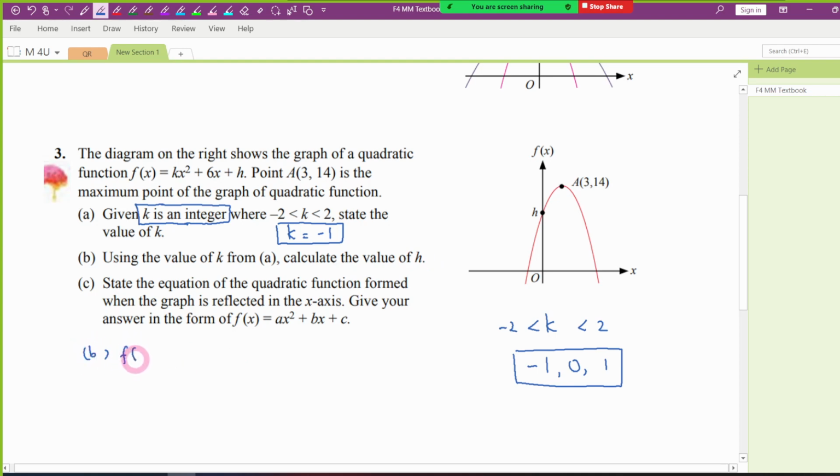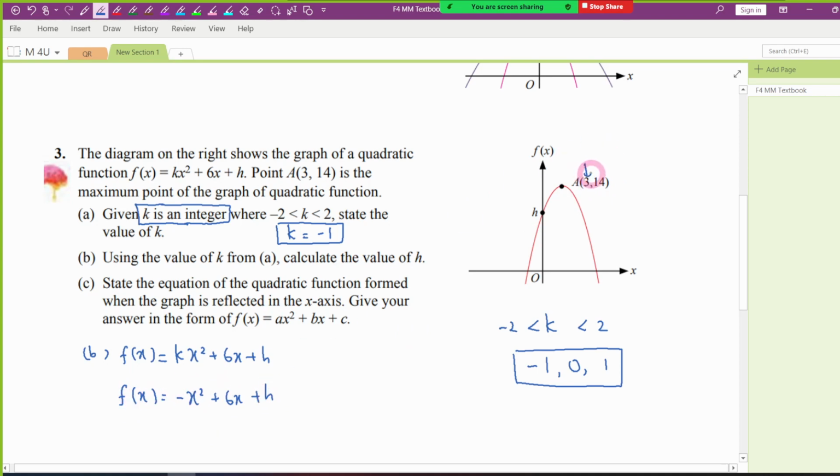We know that k is equal to -1, right? f of x is equal to, let me copy first, kx squared plus 6x plus h. And we know k is equal to -1. I am going to bring -1 inside here. -1, you don't have to write 1, you just write negative. Okay, now we want to find the value of h. We can just plug in the coordinate here into here and here to get the value of h.